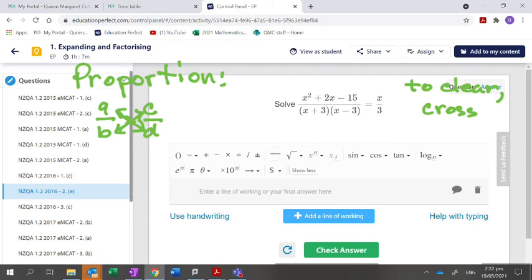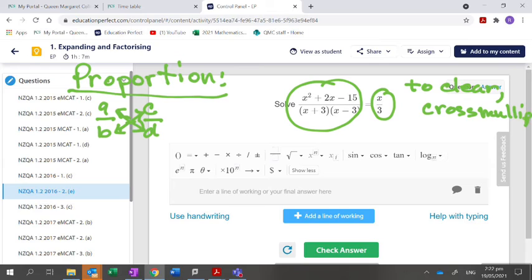So, because we have one fraction equals another fraction, that makes it a proportion. To clear the fractions, we'll simply cross multiply. Now, that does not always happen. Remember, you can't do that unless it's one fraction equals what? Another fraction.